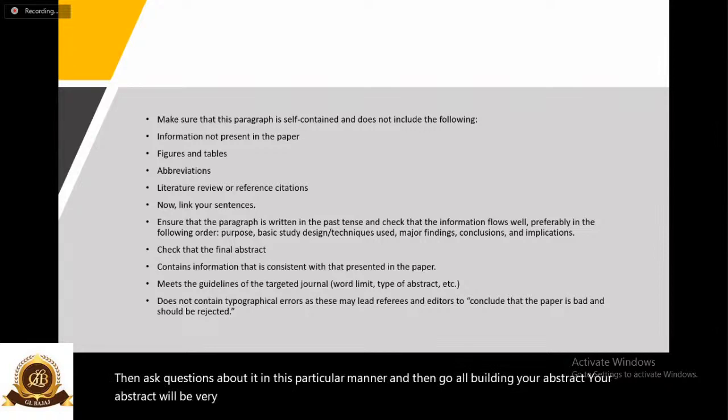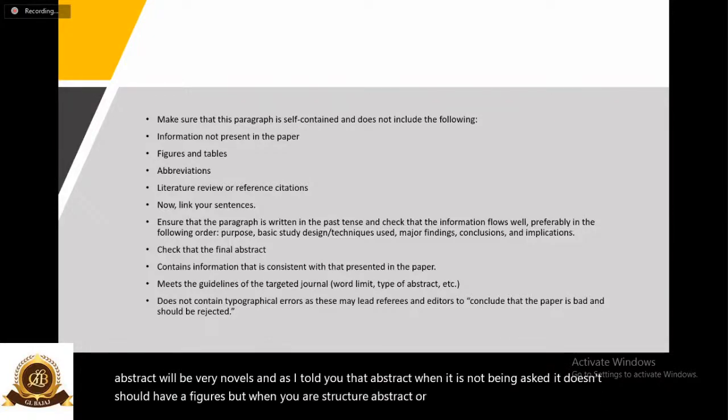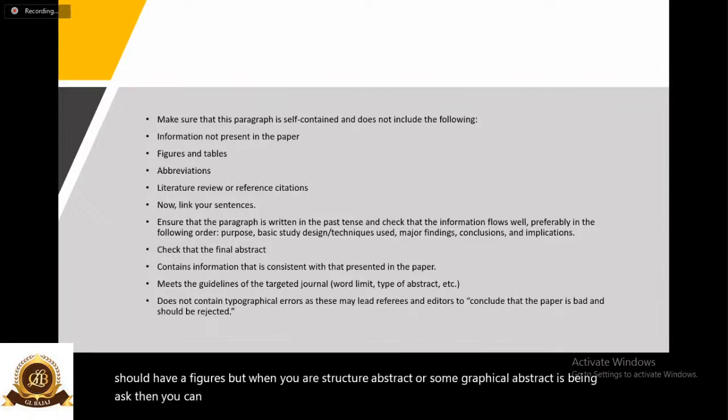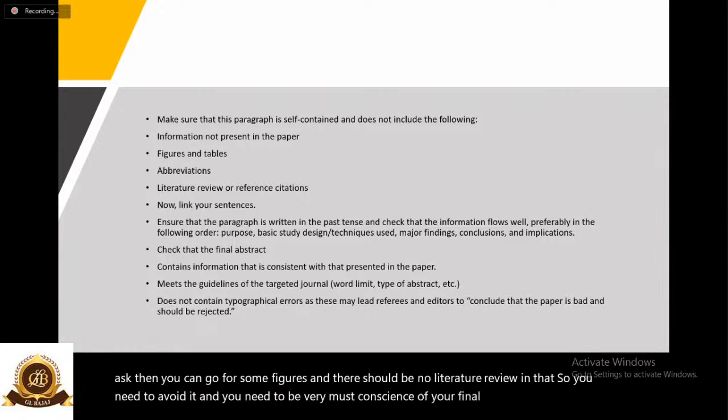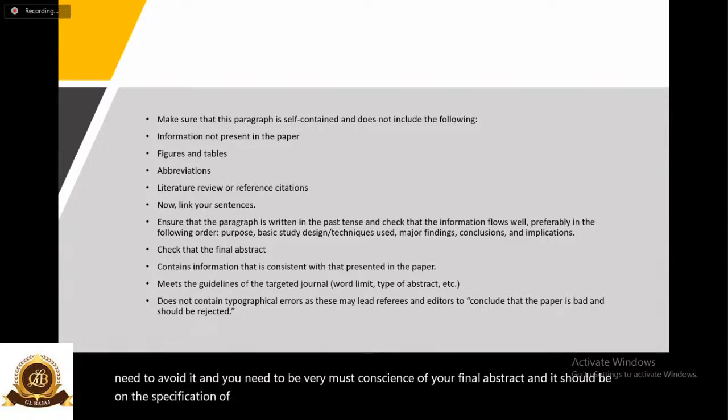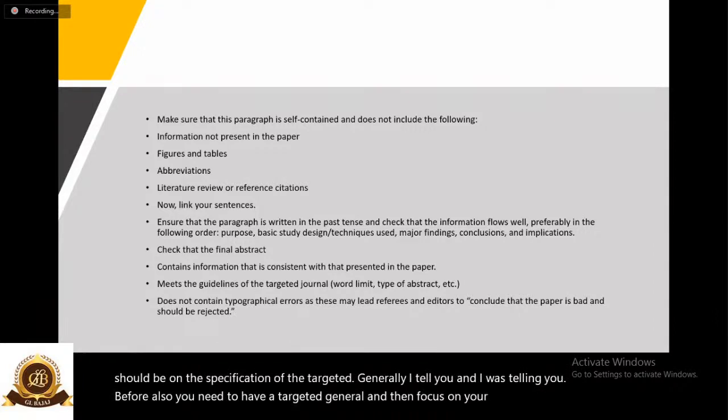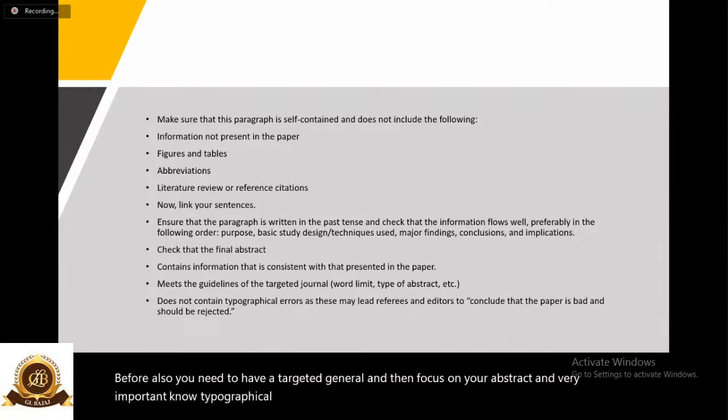And as I told you, when it is not asked for, the abstract shouldn't have figures. But when a structured abstract or some graphical abstract is asked for, then you can go for some figures, and there should be no literature review in it. So you need to avoid it, and you need to be very concise in your final abstract, and it should follow the specification of the targeted journal. I was telling you before also, you need to have a targeted journal and then focus on your abstract. And very important, no typographical errors, because as a reviewer, when I find those typographical errors and when I find those spelling mistakes, I get lost.